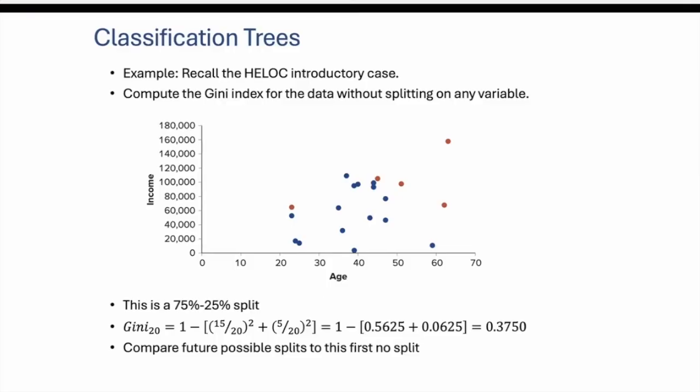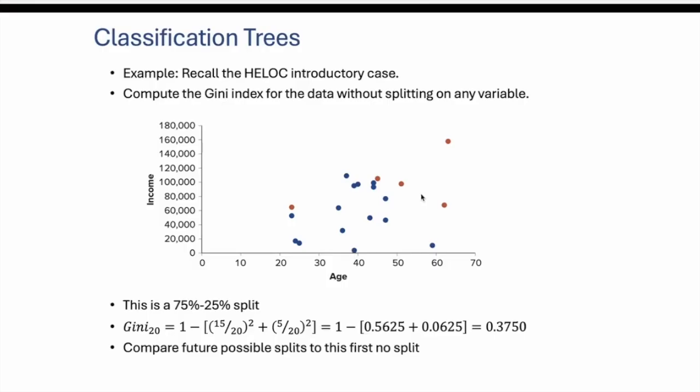First, without any splitting, he calculated the Gini index and found that it is 0.37. This is without any splitting. If you just do nothing, what is the Gini index? The impurity is a 75% to 25% split. We have about 15 people who said no, they will not respond, and 5 who will respond. So if someone comes to you, you will say this person is not going to respond without doing anything, because the majority here did not respond.